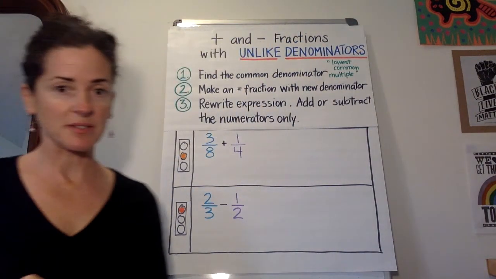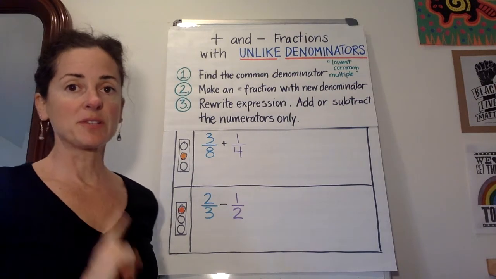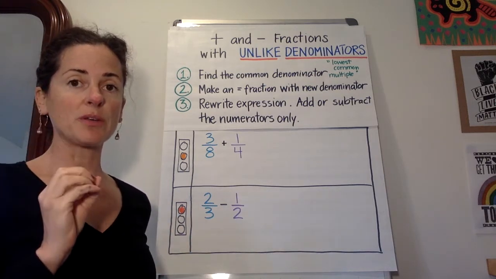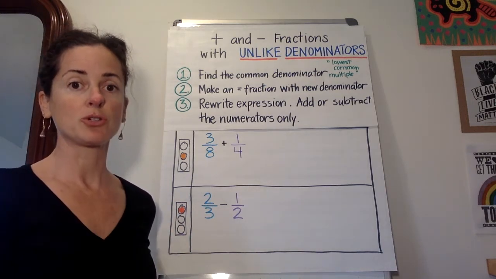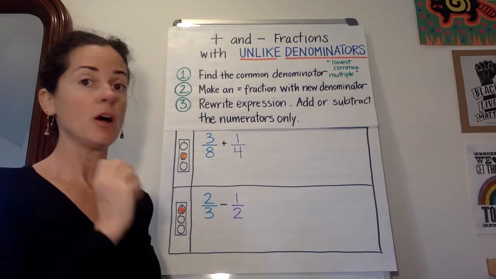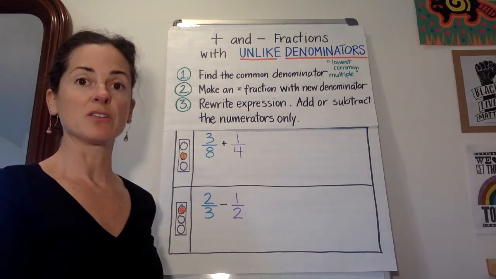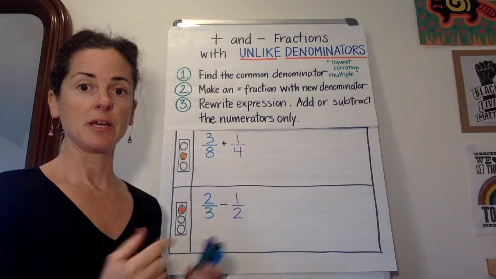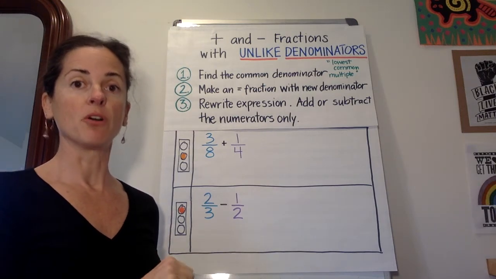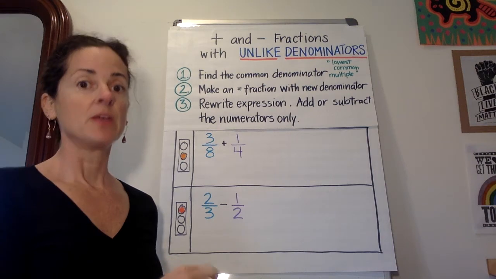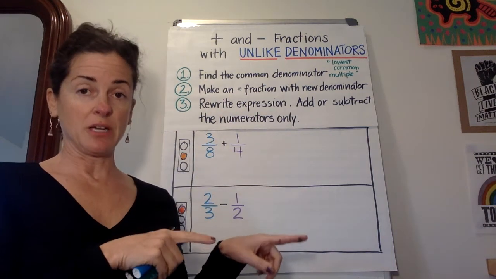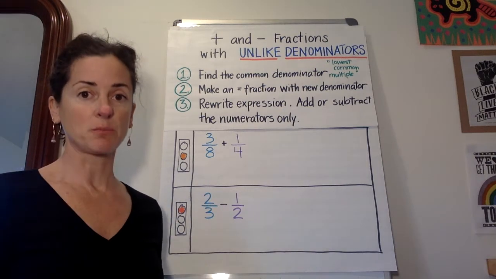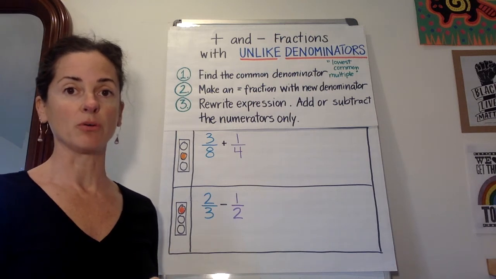convert some fractions. So the first thing you need to do is find a common denominator, and that is the lowest common multiple of your two denominators. So it's a multiple of both, and it helps if you can find the lowest shared. Common means shared in this context. Okay? You want to find the lowest common multiple of both of your denominators. So then you're going to make an equivalent fraction. You're going to convert fractions if necessary and rewrite the expression adding or subtracting the numerators only.